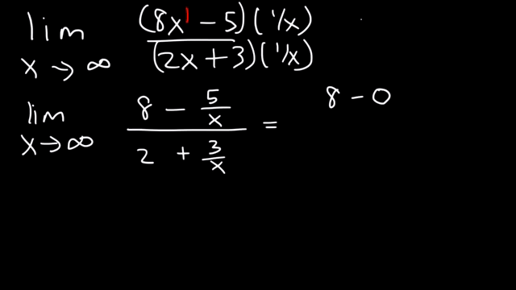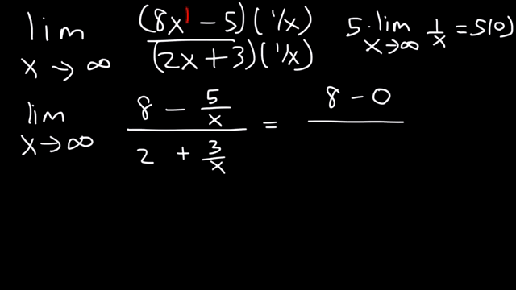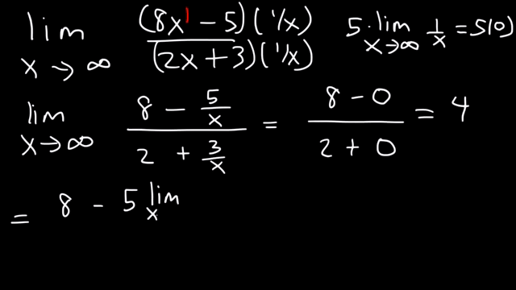If you want to write it out separately, you can write it out as 5 times the limit as x approaches infinity of 1 over x. So that's 5 times 0, which in the end is going to be 0. Now 3 over x, that's also going to change into 0. So 8 divided by 2 is 4. So keep in mind, for those of you who want to write out every step, you can write it like this if you want to.